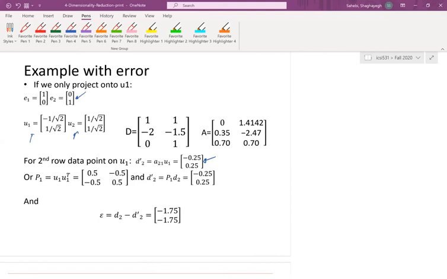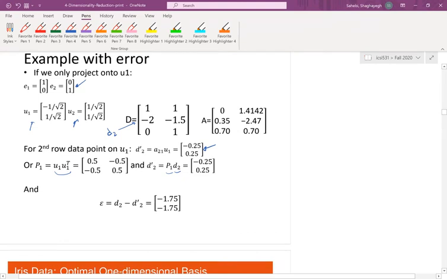So how can we calculate that? We can either multiply the a21 with u1, or we can calculate u1 transpose and multiply it with the d2 that we had, d2 being this row. Now if we calculate the error, the difference between the original data, which is -2 and -1.5, and the new projected data in the original space, or d prime, we are going to get this, which is the error vector, -1.75 and -1.75.